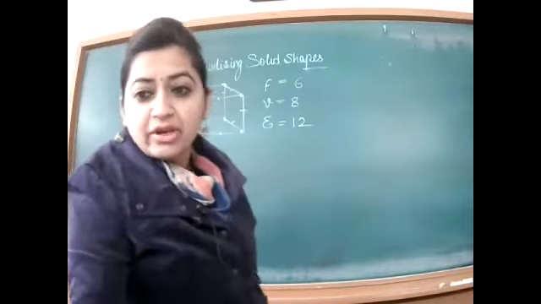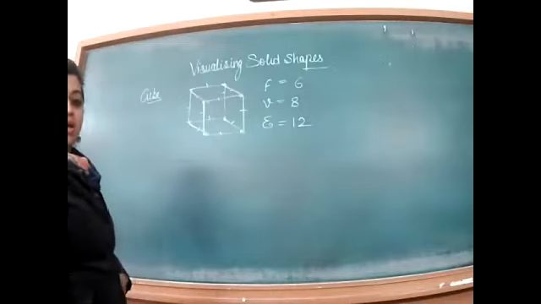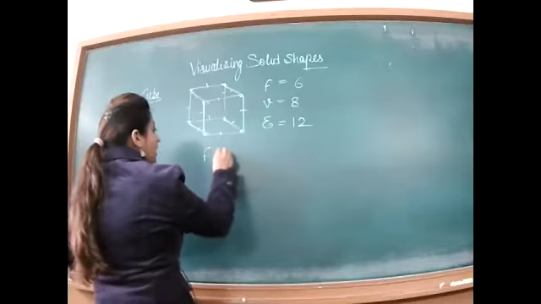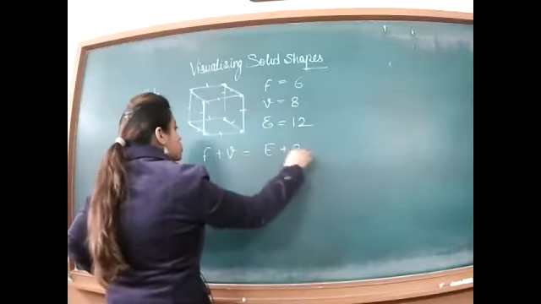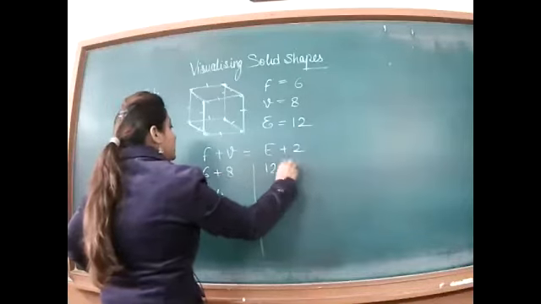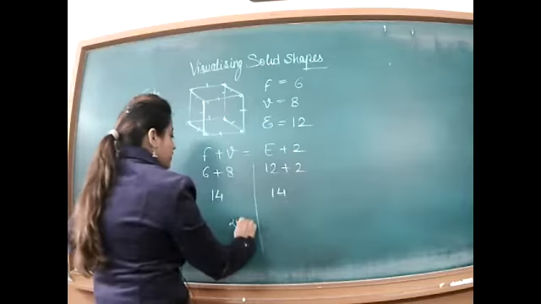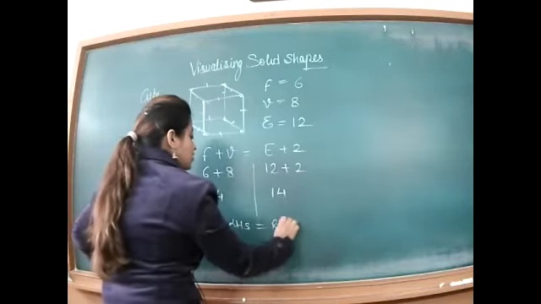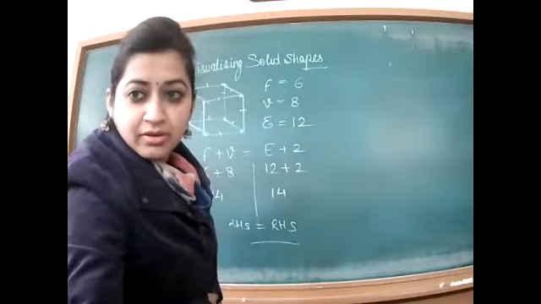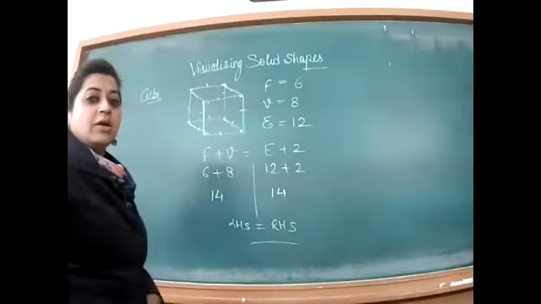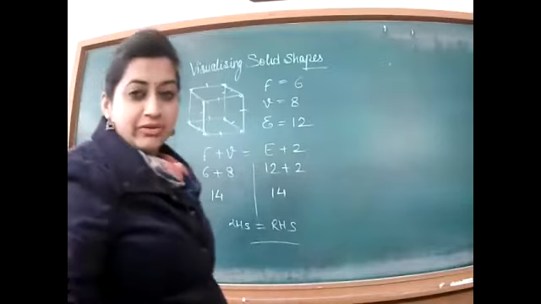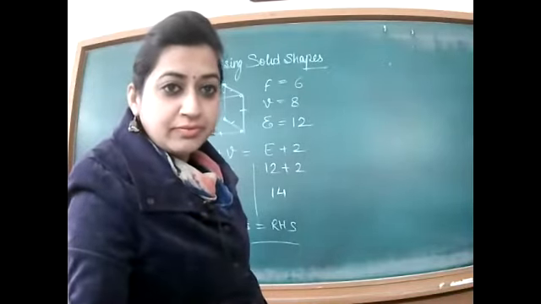As it is a polyhedron, because its faces are in the form of polygonal regions, you can verify Euler's formula F plus V is equal to E plus 2. Let's put the values: 6 plus 8 is equal to 14, and 12 plus 2 is equal to 14. So left hand side is equal to right hand side. Hence we can say that this is a polyhedron because it is entirely made up of straight lines. So this is a polyhedron. Note it down.